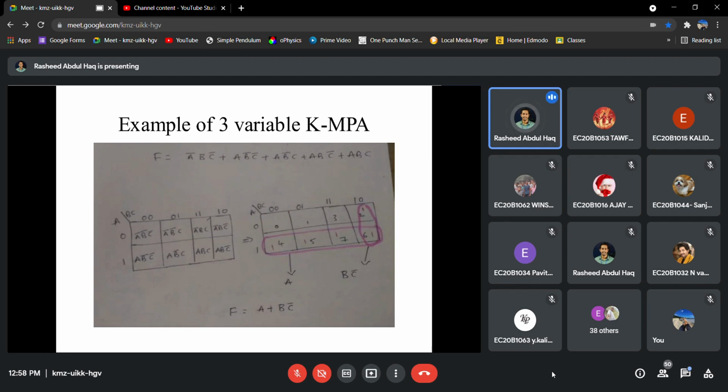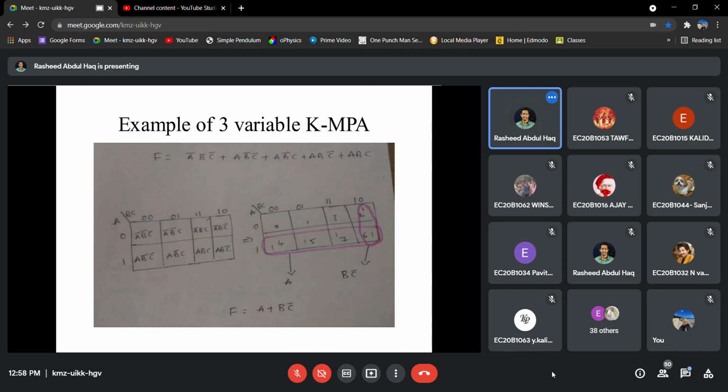Okay. So we can group it like this. All those 4 ones can be grouped as 1, and these 2 ones can also be grouped as 1. Okay. So in the first case, A is not changing. I will tell once again since you said it's not heard.